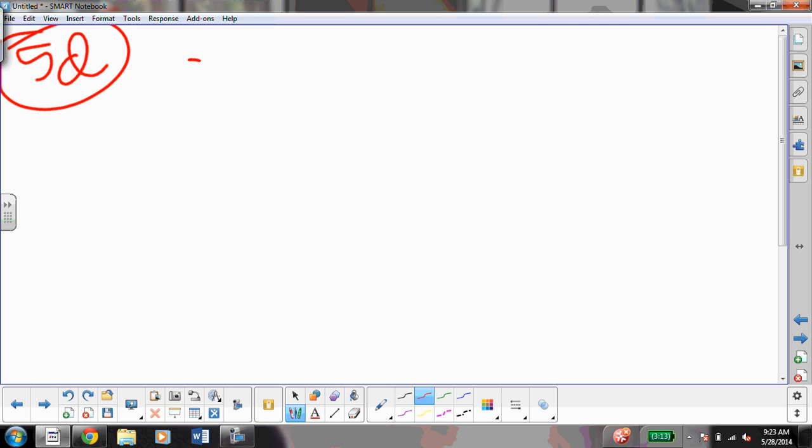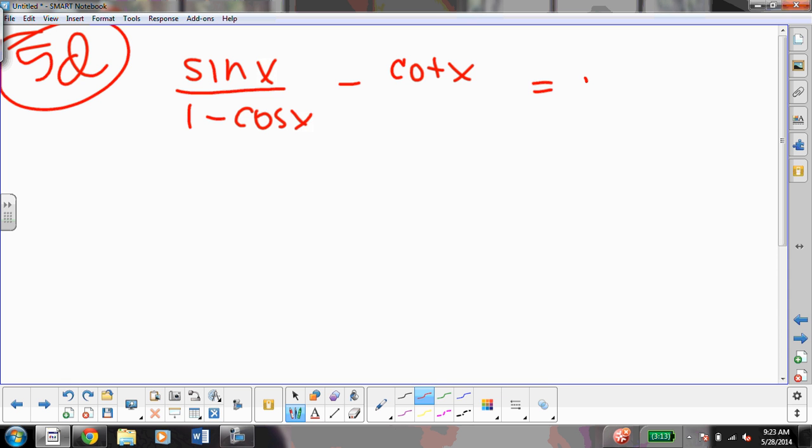5d. Sine of x over 1 minus cosine of x minus cotangent of x equals cosecant of x.